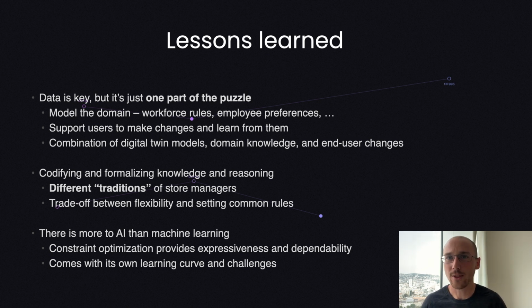We also learned that store managers have different traditions in how they want to address the problem, and so we have to find the right trade-off between how flexible we should be towards changes from the managers, and also try to find the common ground for all the stores. And also one thought: there is more to AI than machine learning. Constraint optimization is quite a powerful tool, and it provides you with expressiveness and dependability that you might not be able to get with machine learning. But it also comes with its own challenges. It's kind of a black box, and there is a learning curve that you have to climb. But if you find the right job, it's the right tool.